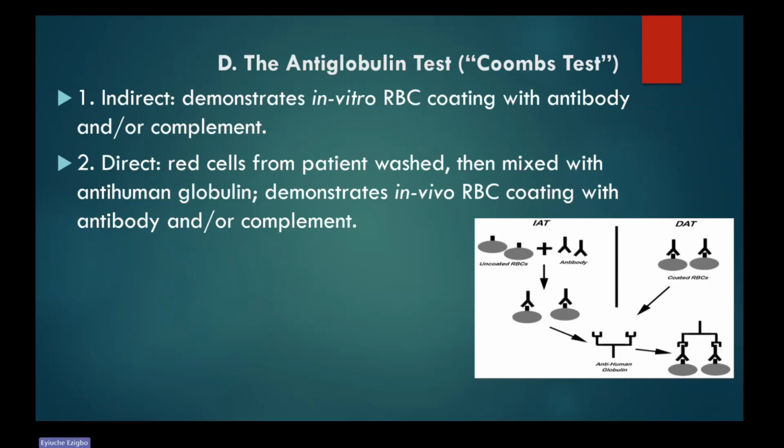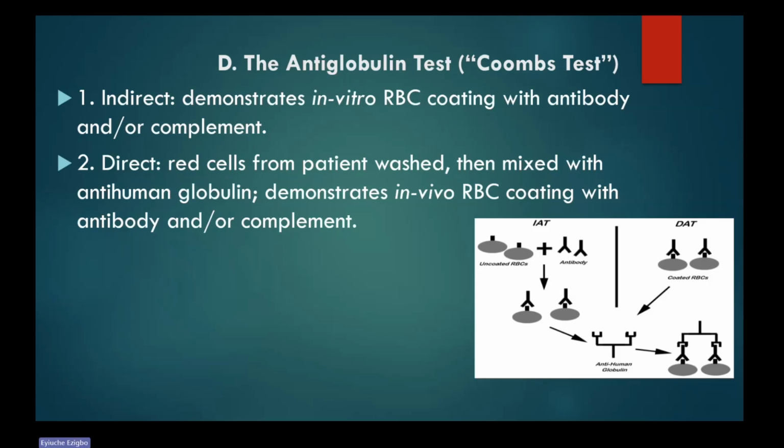Or we have another type of antiglobulin test, which we call the direct antiglobulin test. Here, we test red cells from patients who have been sensitized in vivo. There is a reaction between the patient's red cell antigens and antibodies inside the body. So we take the red cells of the patient, wash them, then mix them with anti-human globulin to demonstrate in vivo red blood cell coating with antibody or complement. The antiglobulin test, also known as the Coombs test, is used to identify red blood cell sensitization.